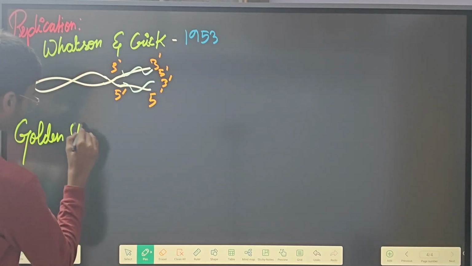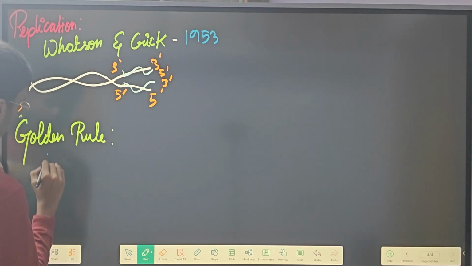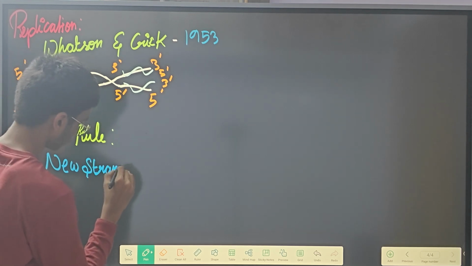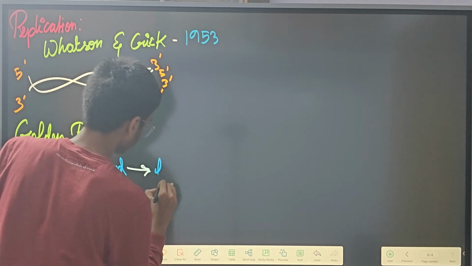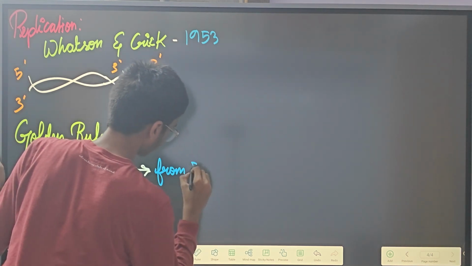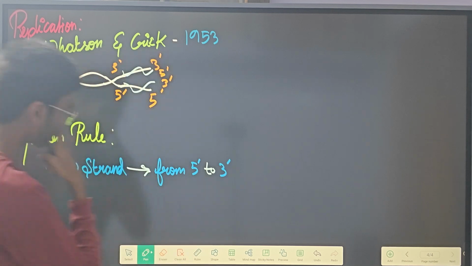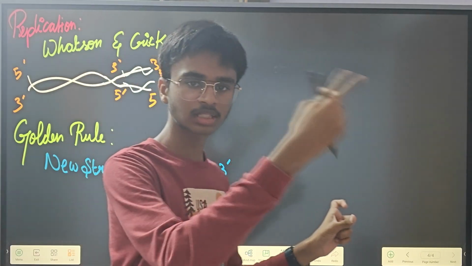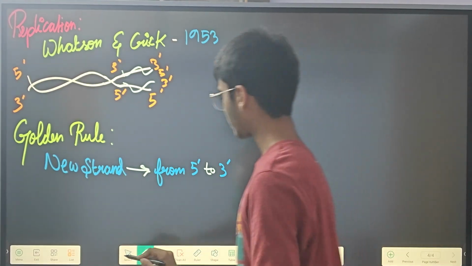The new strand will always be created from 5 dash to 3 dash. So the new strand which is being created in this DNA will always be created from 5 dash to 3 dash. That is how it will always happen. This is a very important rule.